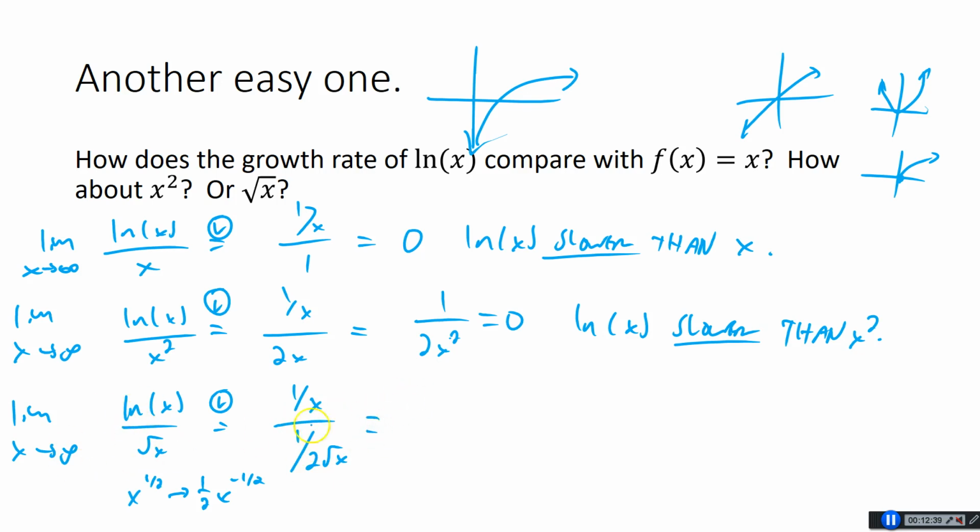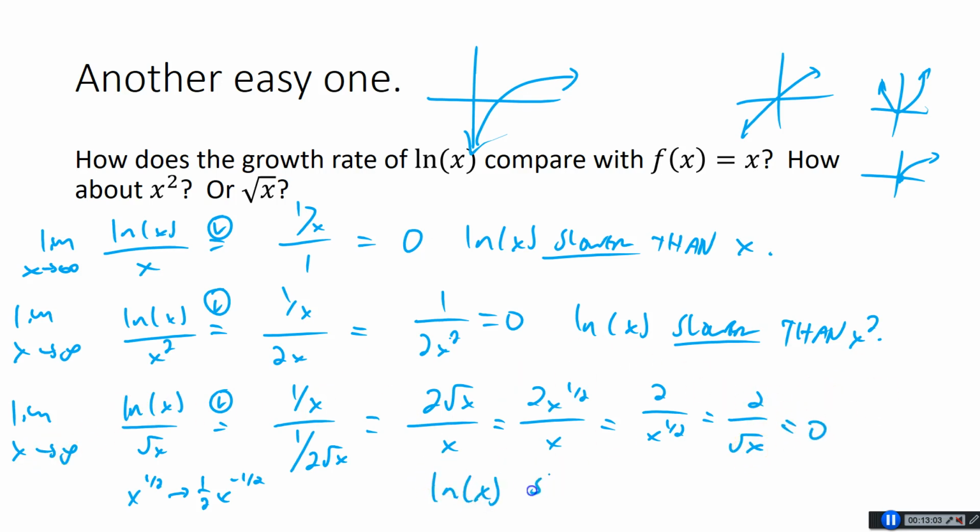It's not looking good. It looks like natural log might be growing faster when we put this to the top, but watch what happens. 2 root x over x. Root x is x to the 1 half, so this is 2x to the 1 half over x. That is, so 1 half minus 1, if you think about your exponent rules, is 2 over x to the 1 half, or 2 over root x. So even though root x goes slowly, as x goes to infinity, this is still going to 0, so ln x is also slower than root x.